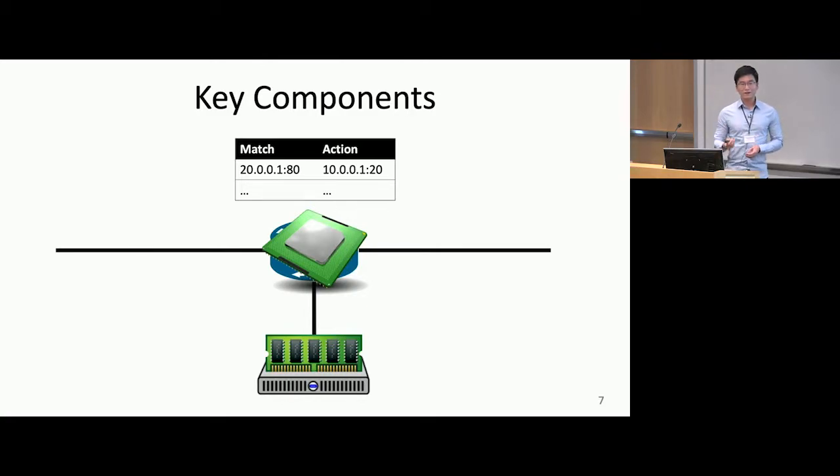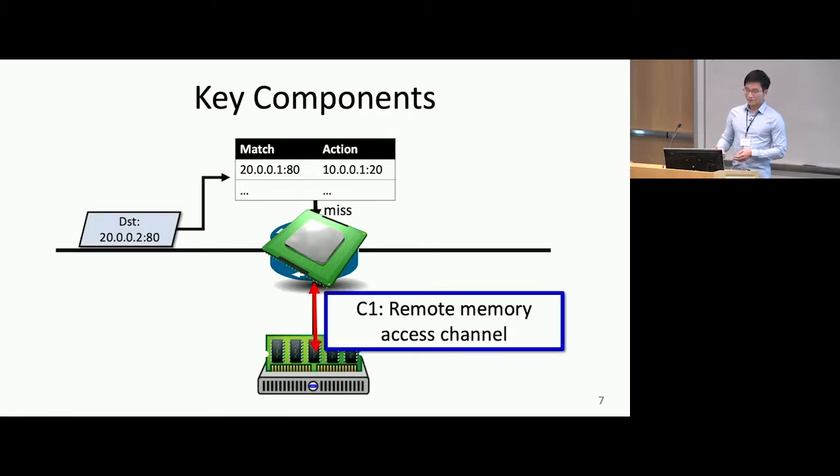So how can you realize this vision? Specifically, we need to solve 3 problems. Suppose that the switching chip can now access remote memory through our GEM architecture. When a lookup miss happens, the switch will try to look up the remote table. For this, we need an access channel that allows the data plane to access remote memory with low latency.